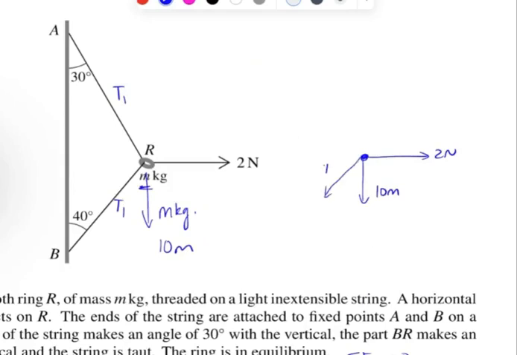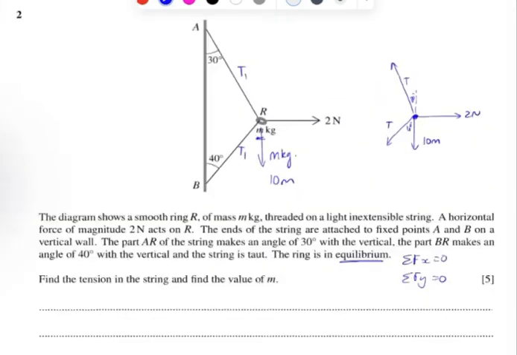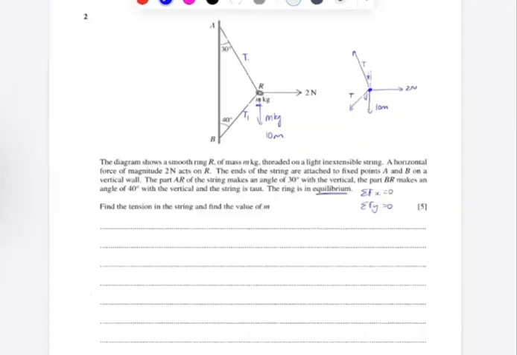Then we've got our tension in the string, and if we look at our alternate angles, that's going to be an angle of 40 over there. And then here we've also got the tension in the string and an angle of 30. Okay, and our strategy for equilibrium, sum of my forces in the x direction must be equal to 0.